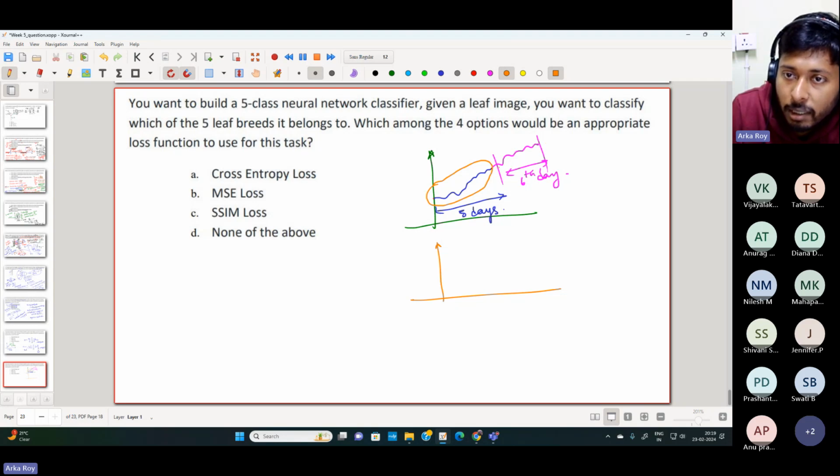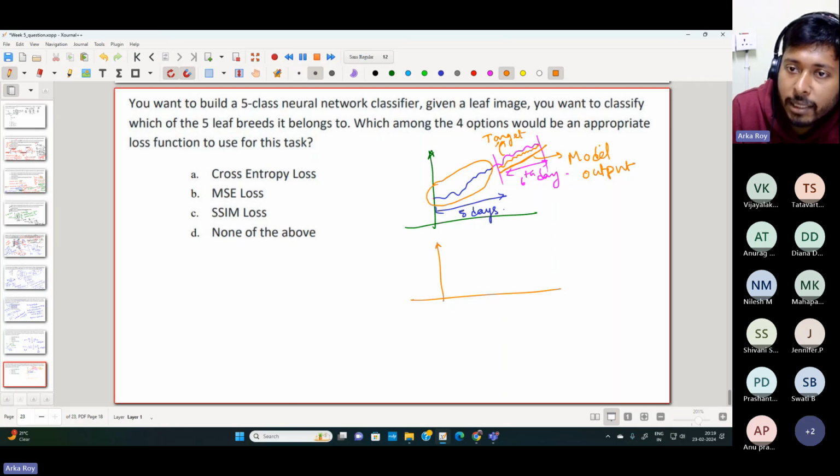So let us consider it predicts a straight line. So this is the model prediction. Sorry, this is the model output, and this is the true target. So your model has to predict something like this, but it is predicting a straight line. So how can you reduce the loss?